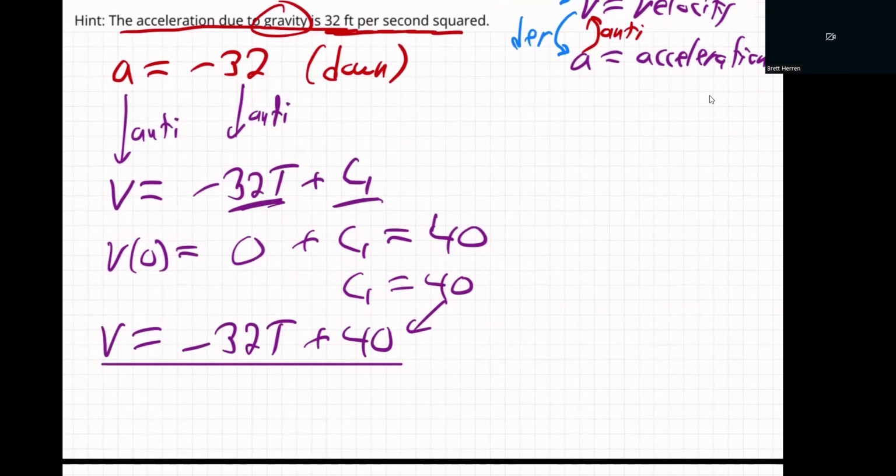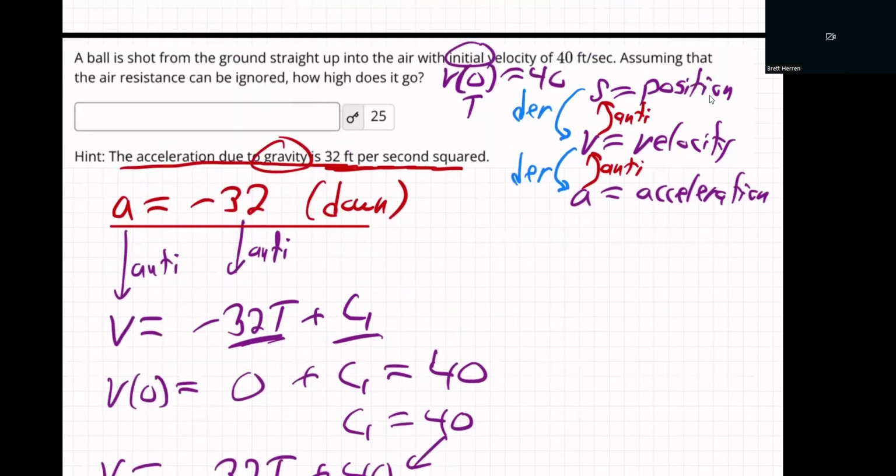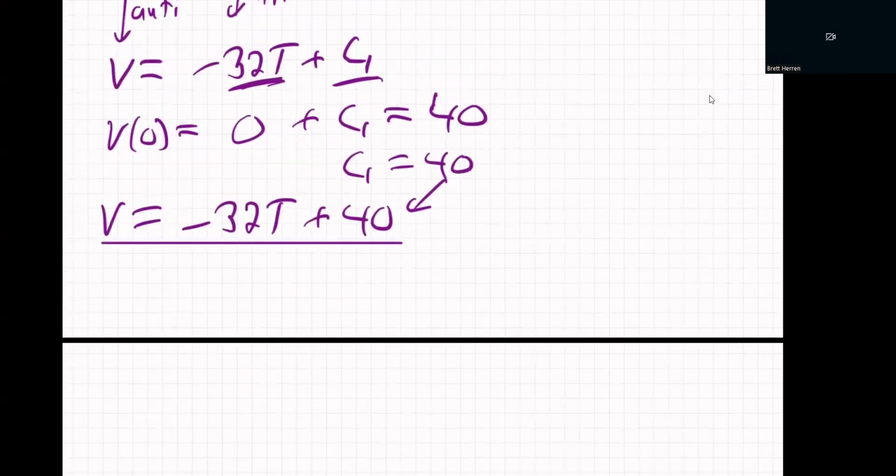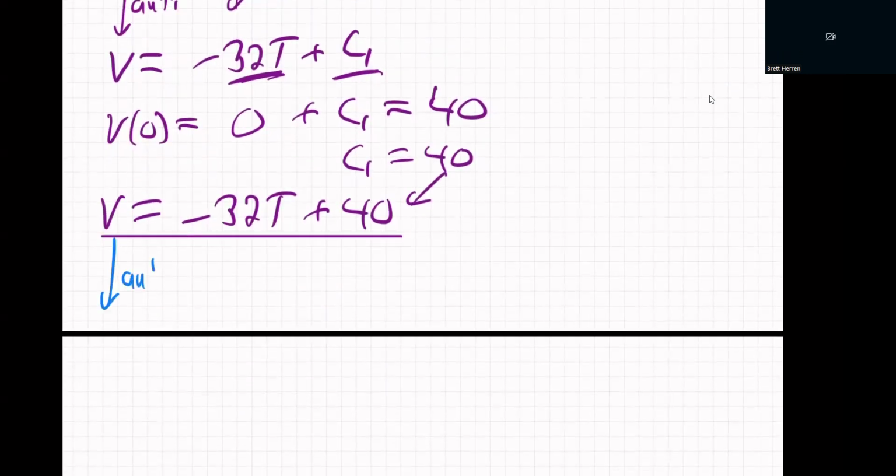So now we started with the acceleration equation. Now they're asking how high does it go? How high does it go? Okay, well, high is position. So we're at velocity now, we got to antiderivative back to position. So it's another anti-time. Antiderivative to the position equation, okay?